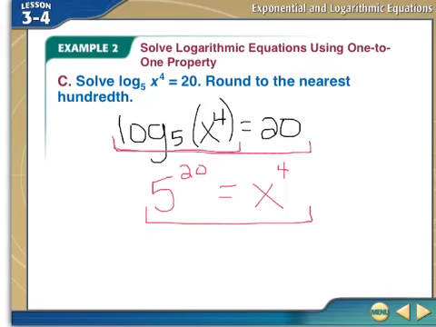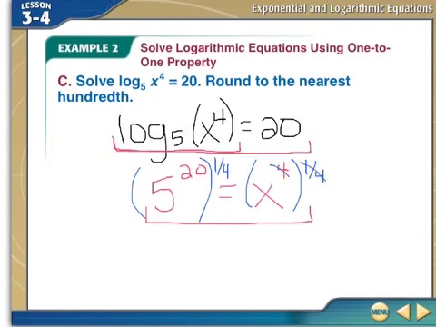Now, 5 to the 20th is a really large number. I could type that in my calculator and write out this really large number, probably in scientific notation. So I'm going to leave that number written as 5 to the 20th. To continue solving for x, to get rid of the 4th power, I can do one of two things. Either I can raise both sides to the 1/4 power, which is the same as the 4th root. So I can either raise both sides to the 1/4 power or take the 4th root of both sides.